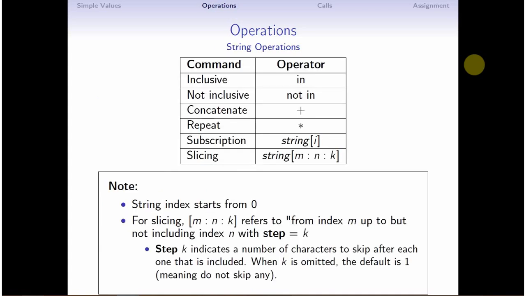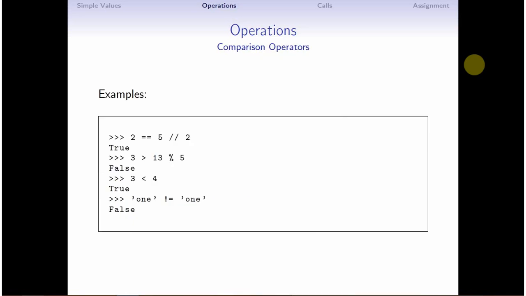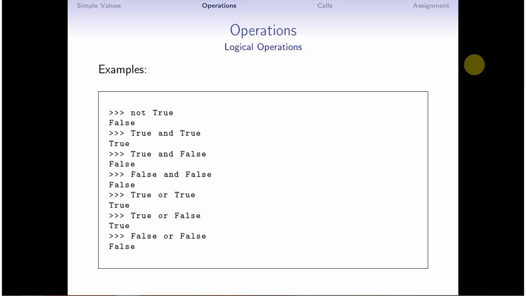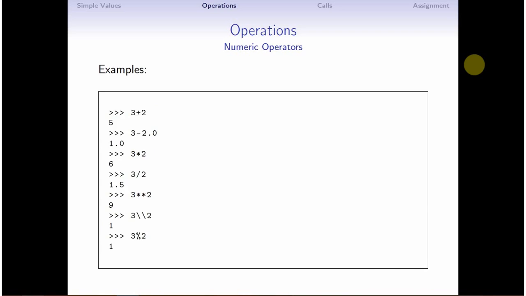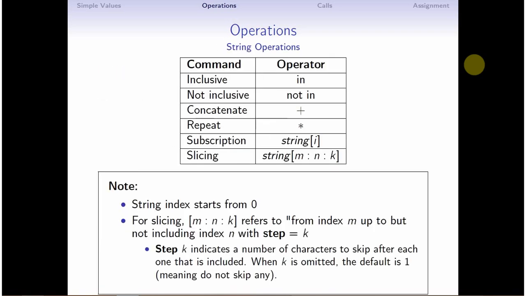Lastly is the string operation. Just now we went through the comparison, comparing two values, then logic and numeric. So lastly, how do you do operations on a string? If you want to check whether something is inside or not, use the operator in. If you want to check whether something is not inside, use not in.